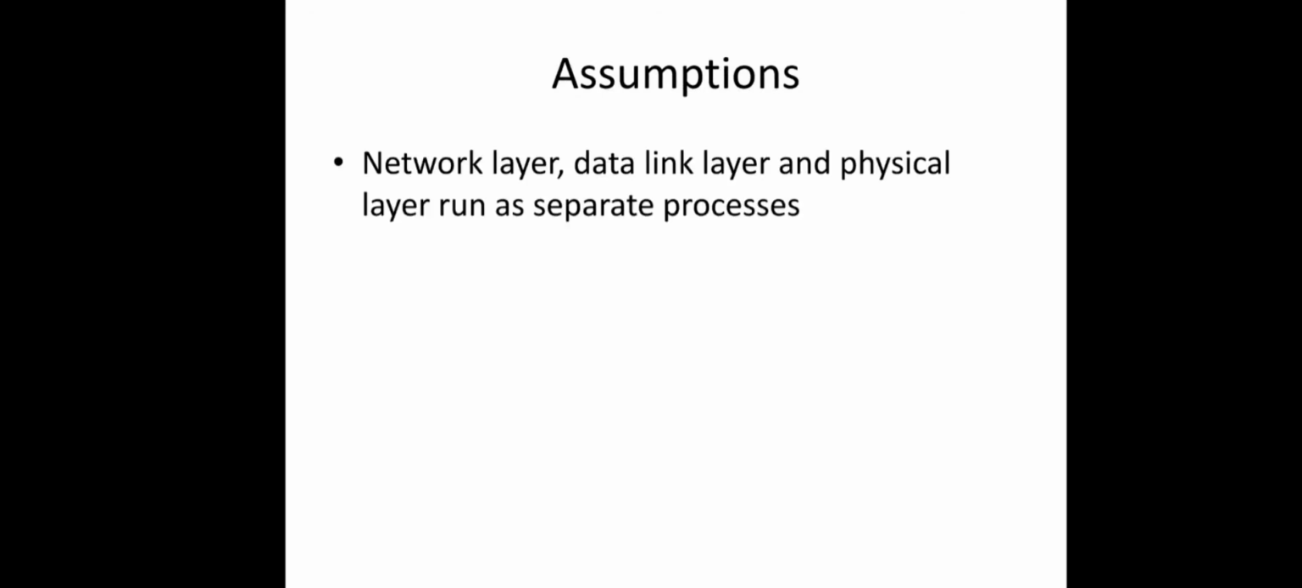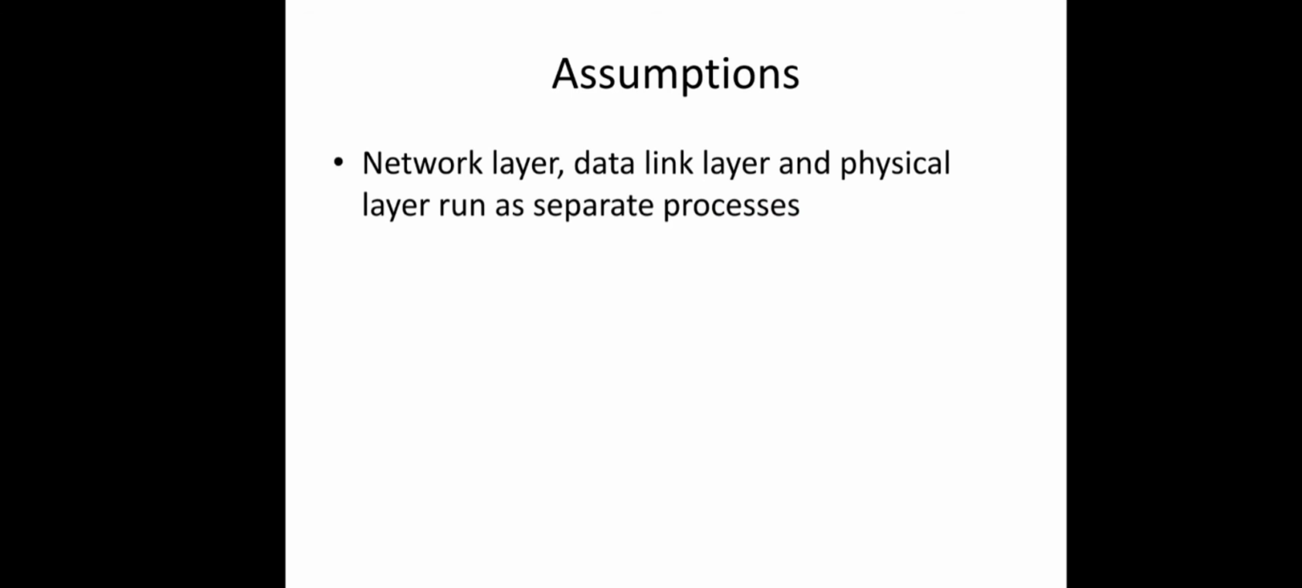As you know, when we discuss the data link layer, both the network layer and physical layer also come into picture, right? Because the data link layer provides some service to the network layer by taking the services provided by the physical layer. So the assumption here is that the network layer, data link layer and physical layer run as separate processes.